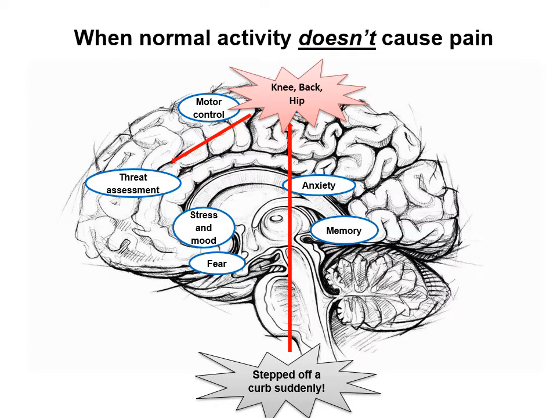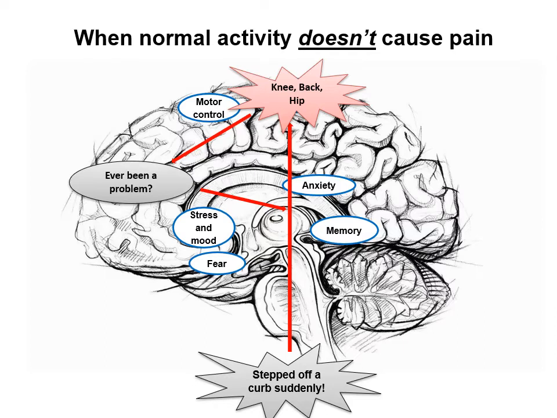What do the threat assessment areas do? They assess for threat. They say, well, there's a bit of jarring from stepping off a curb. I did get some nociception from the right lower back, hip, knee, and foot, but I'm not sure if that would cause any damage. Let me see if I have any traumatic memories of this kind of sensory input or those areas of the body.